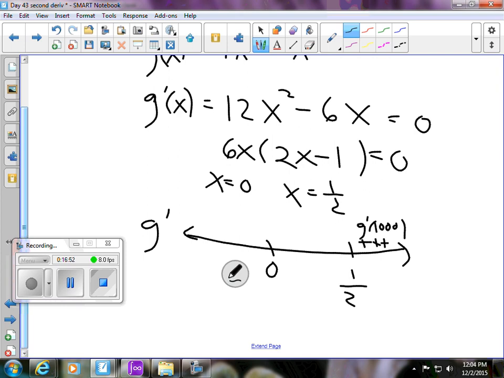All right, here's the thing I bet. Give me a number between 0 and a half. Let's do 1/4. All right? Okay, so I'm going to say g prime of 1/4, right in the middle. All right, 6 times a fourth, is that positive or negative? How about 2 times the fourth minus 1? Negative. So with positive times a negative.